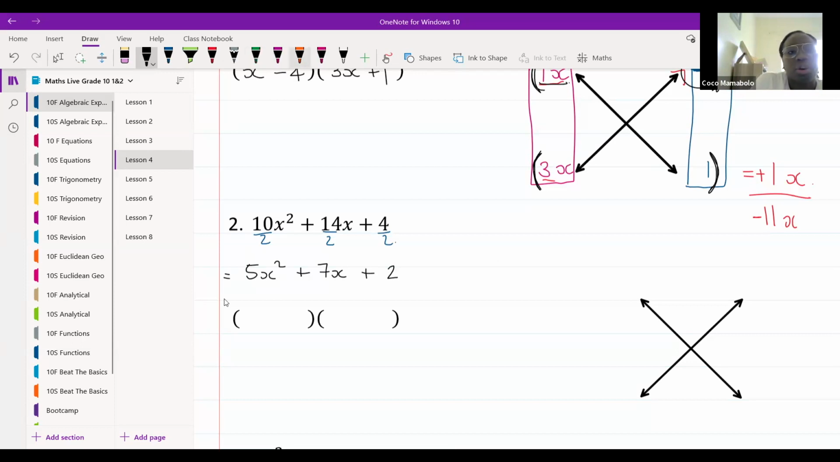So now the first thing we're going to do is go over here and find the factors of 5x squared. Now the x squared part is easy. We already know that the factors of x squared are x times x. So I'm going to put x and x. What I want you guys to tell me is, what are the factors of 5? What are the factors of 5?